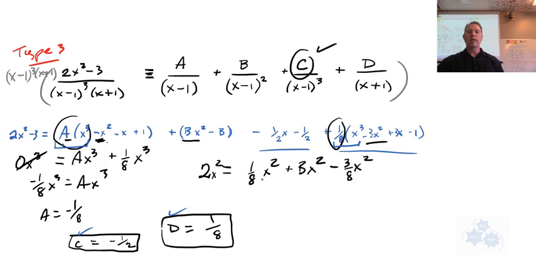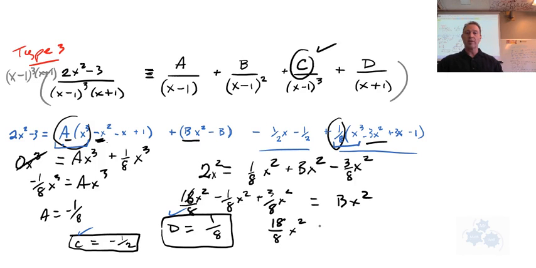Okay. So we can gather some like terms. We can solve for B. I'm going to have 2x squared over here. I'm going to have negative 1/8 x squared. I'm going to have positive 3/8 x squared. And that's going to equal bx squared. So what is all this when it's all said and done? If this is over 8, that's 16 over 8. Minus 1 is 15. Plus 3 is 18 over 8. 18 over 8 x squared equals bx squared. B is 18 over 8, which is 9 over 4.